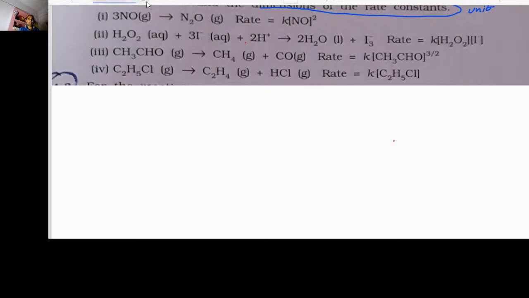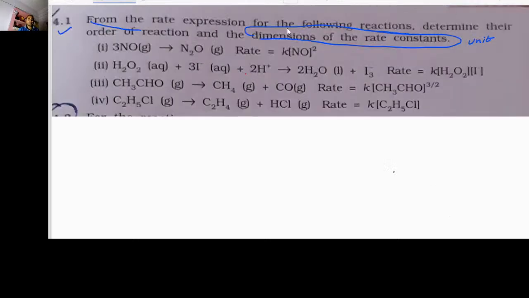Our question asks for the order of reaction. From the rate expression, determine the first thing, the order, and the second thing, the dimension. I am writing the second problem here.